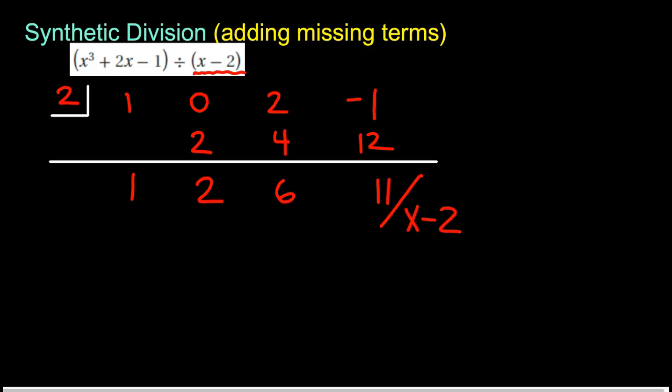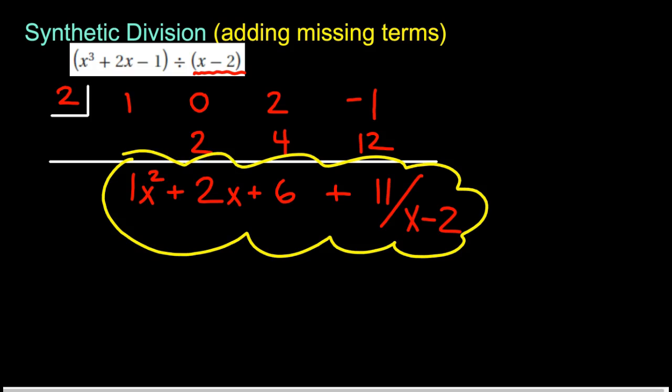This is the constant 6, so there's no x. 2 has an x. 1 has an x squared. Plus, plus, plus. Look at how slick that is. Any questions? What do you think about that synthetic division? That's pretty slick. Way better than long division. We're almost done.